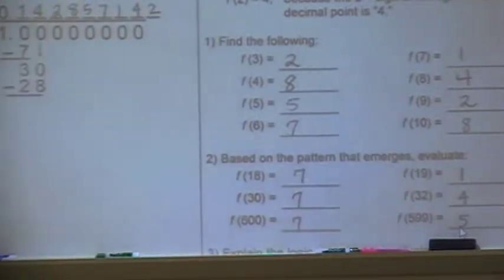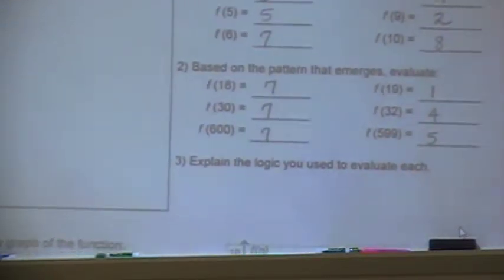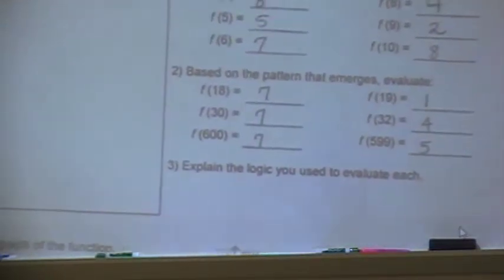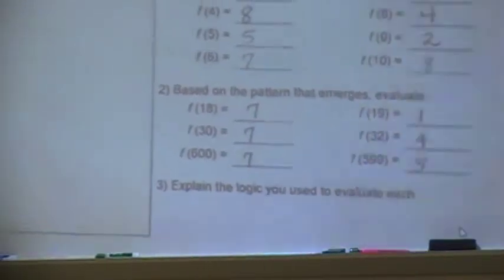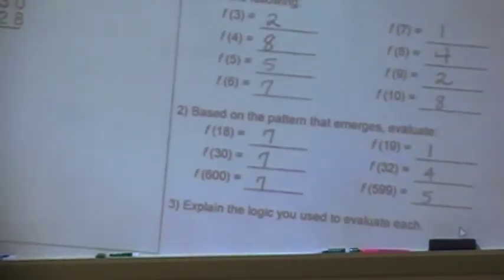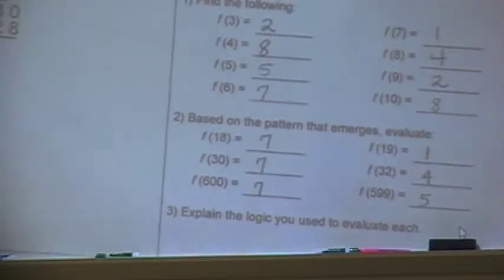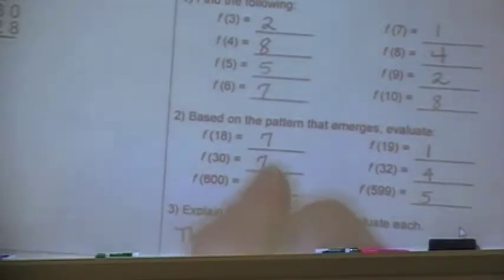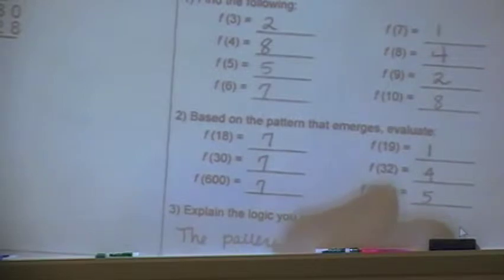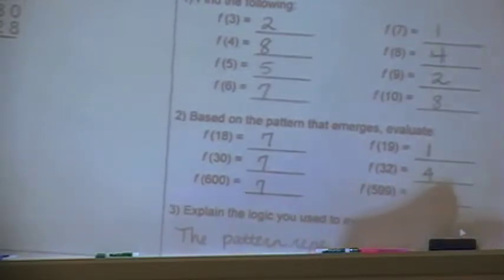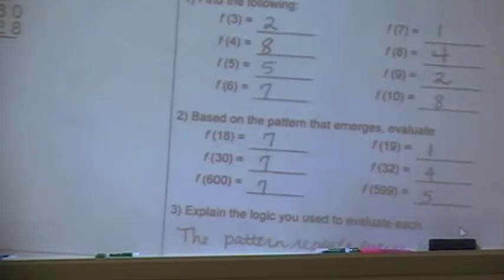Making sense? Okay, so explain that logic again. What were we doing? Why is this working? How can I tell what f of 600 is without counting on my fingers? So there are 6 decimal places, and then the pattern repeats itself, right? So the pattern repeats every 6 decimal places.